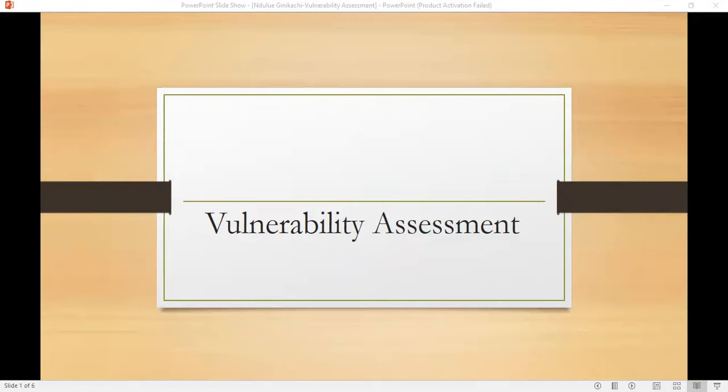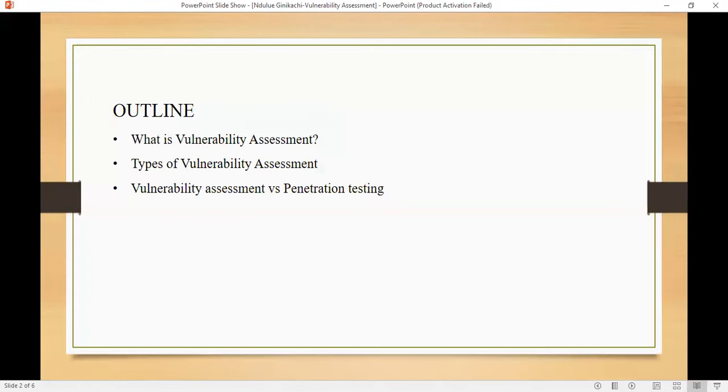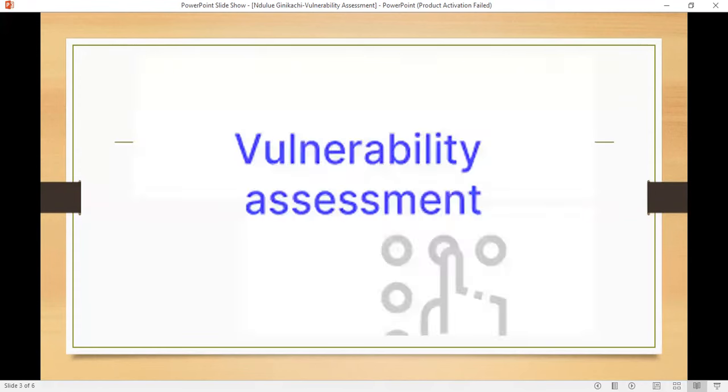Hello guys, so today we are going to talk about vulnerability assessment. I'm going to talk about what vulnerability assessment is, the types of vulnerability assessment, and vulnerability assessment versus penetration testing.